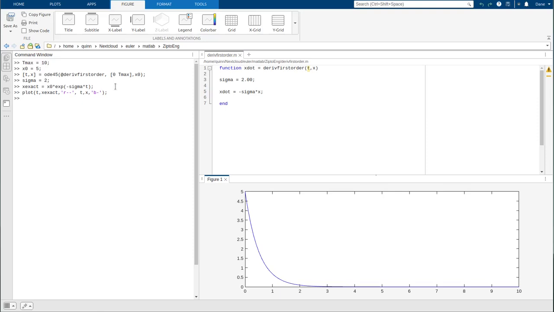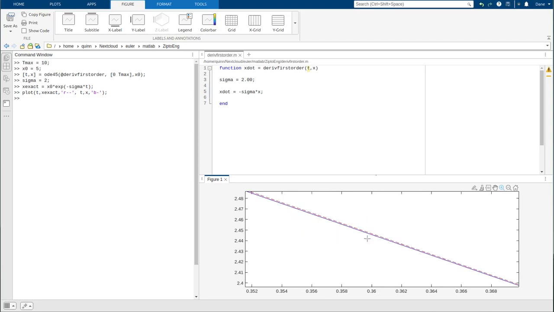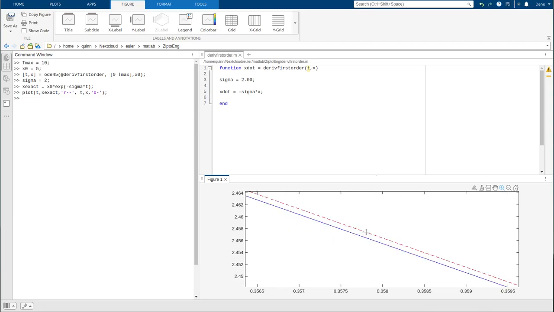There we go. Notice that you actually don't see a red dashed line, because ODE 4.5 is really very accurate. Essentially the red line sits underneath the numerical solution. If I zoom in, I might be able to find these two things, and start to see a little bit of difference here. So there is some difference, because the numerical solution is just an approximation, but that difference is really very small.